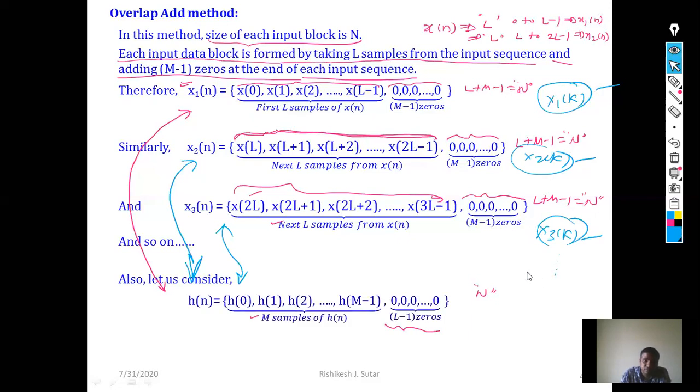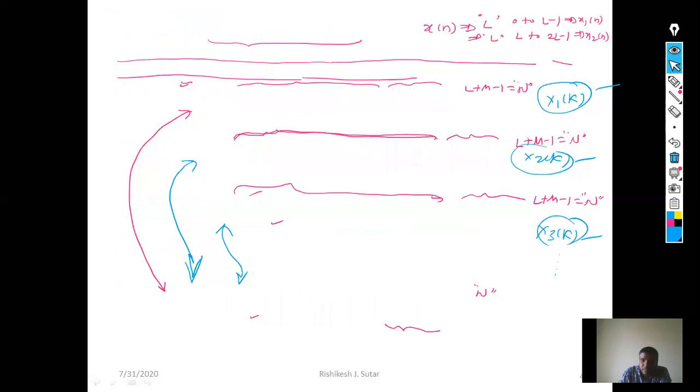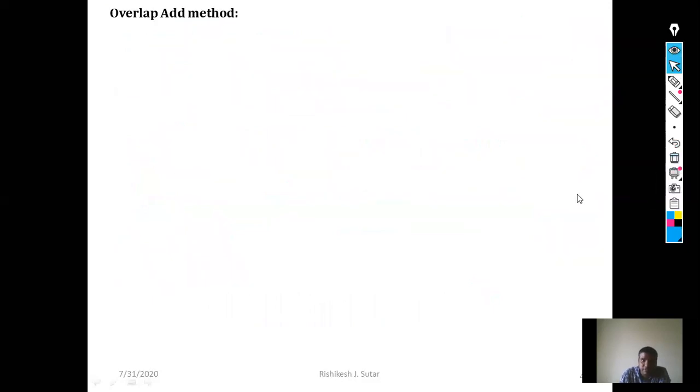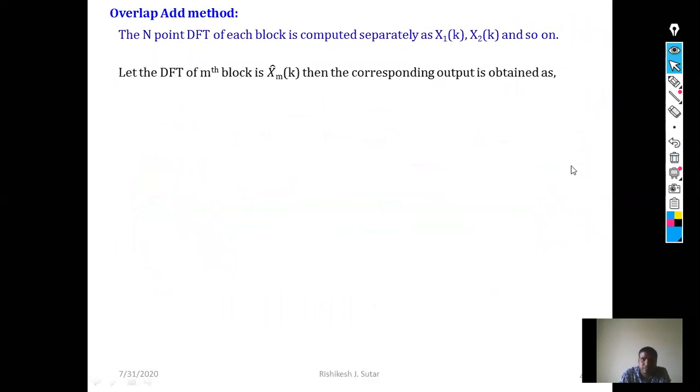Let us go further now. Let me delete all the annotations. So the same thing I just explained: for each block you can find the DFT, x1 of k, x2 of k, and so on. Let us consider the m-th block DFT as x cap m of k. Then the corresponding output is obtained as h of k into x cap m of k, which is equal to y cap m of k. So it is the DFT of the m-th block.